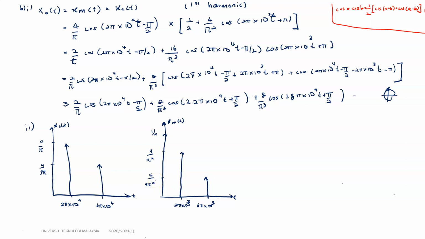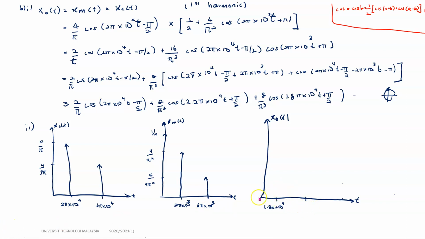And for xo(t), we have 1, 2, 3 components. Sorry, for x not t. Okay, label, because we need to know which plot is for which signal. Okay, we have 1.8 times 10 power of 4. And then we have 1.6, sorry, 6 pi. And this is 1.8 pi. Let me correct it for you.